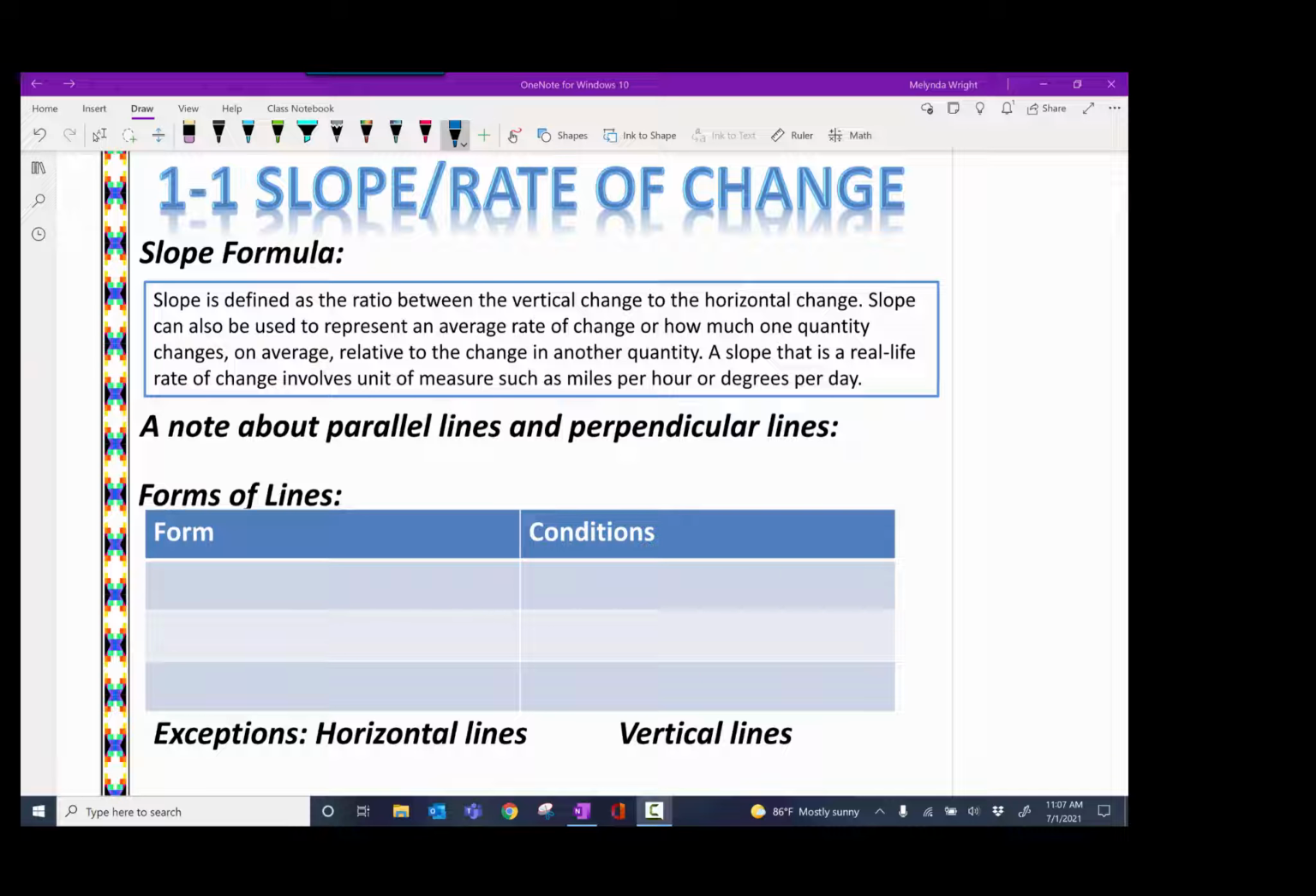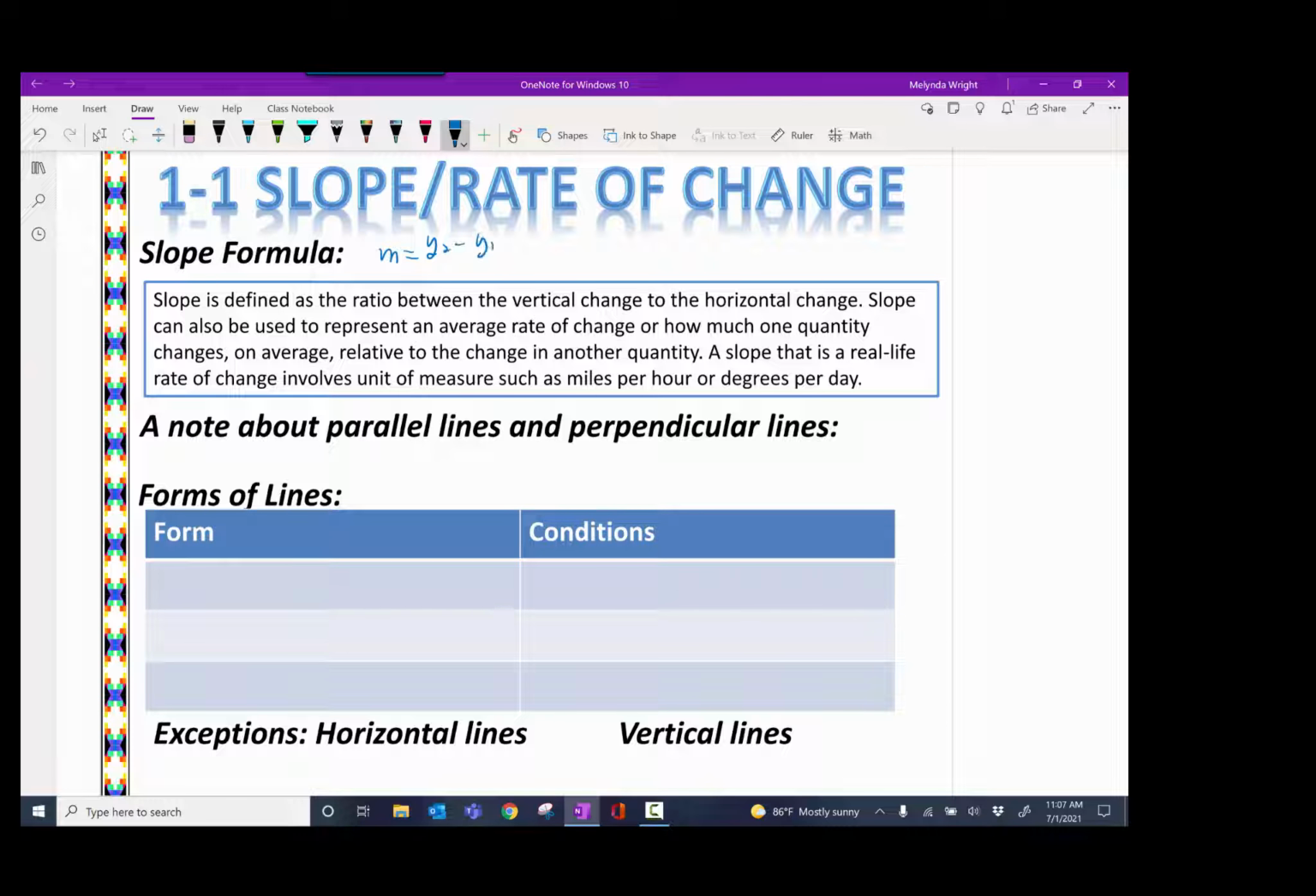Our first lesson in this unit is a review on slope and forms of lines. That's going to be super fun. All right, so let's first of all remind ourselves of the slope formula. If you recall, m stands for slope. We've got y2 minus y1 over x2 minus x1. This is the ratio between the vertical change, so rise, over the horizontal change, so run, rise over run.